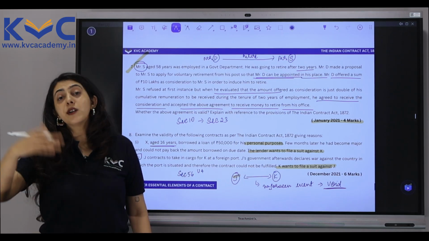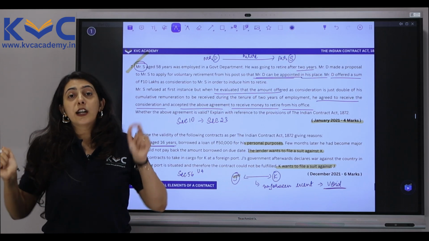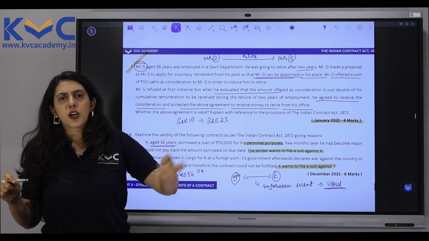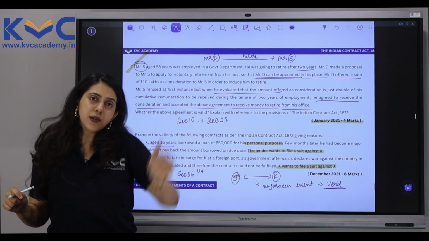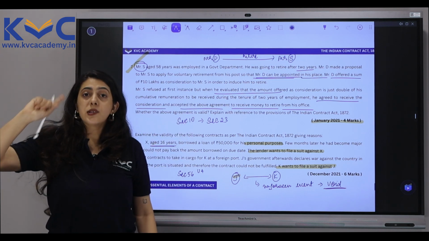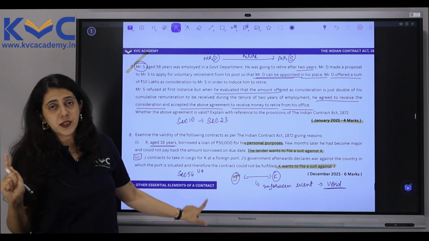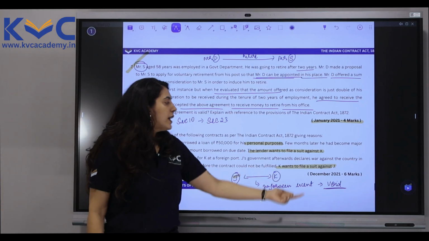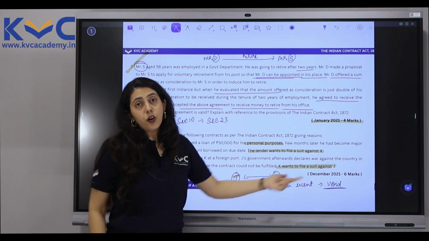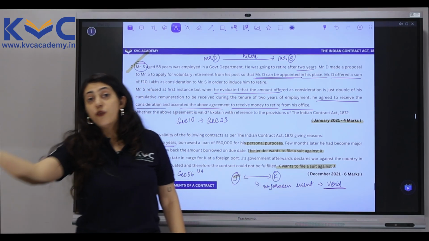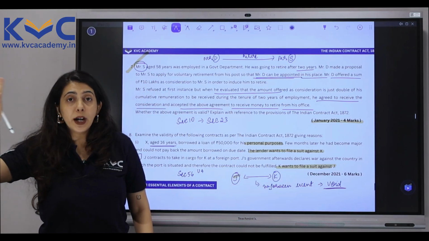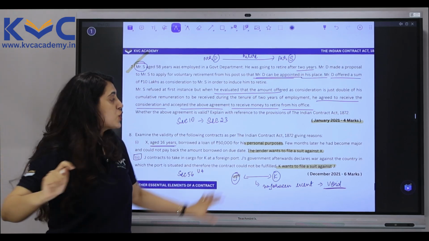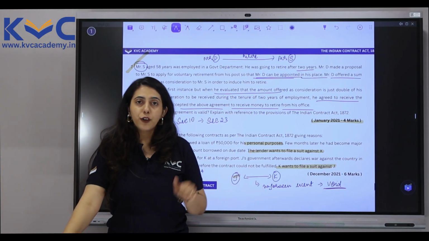Supervening impossibility or subsequent impossibility is where a contract at the time of formation is valid, but eventually, because of some unforeseen event, it becomes void. And one of the unforeseen events mentioned under Section 56 is declaration of war. So therefore, K cannot file a suit against J because of the contract becoming void. And why did the contract become void? Because as per Section 56, there was a supervening impossibility, which in this case was the declaration of war.